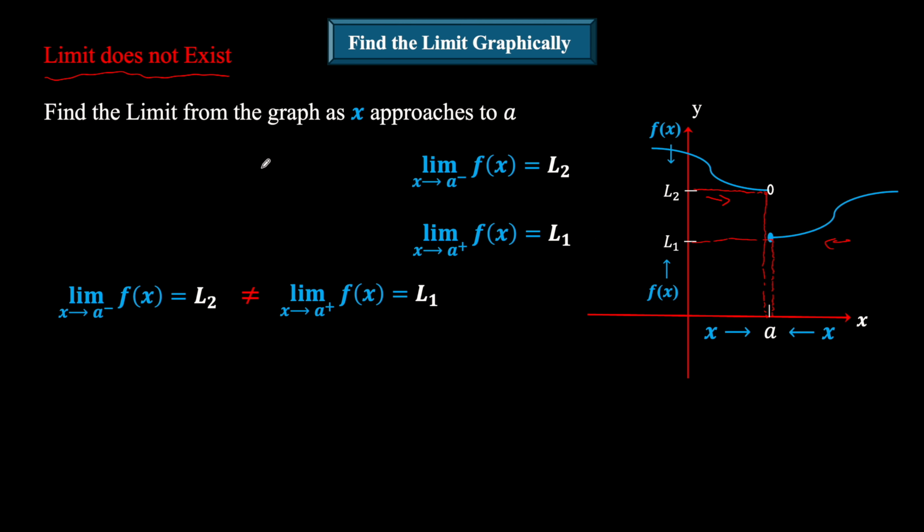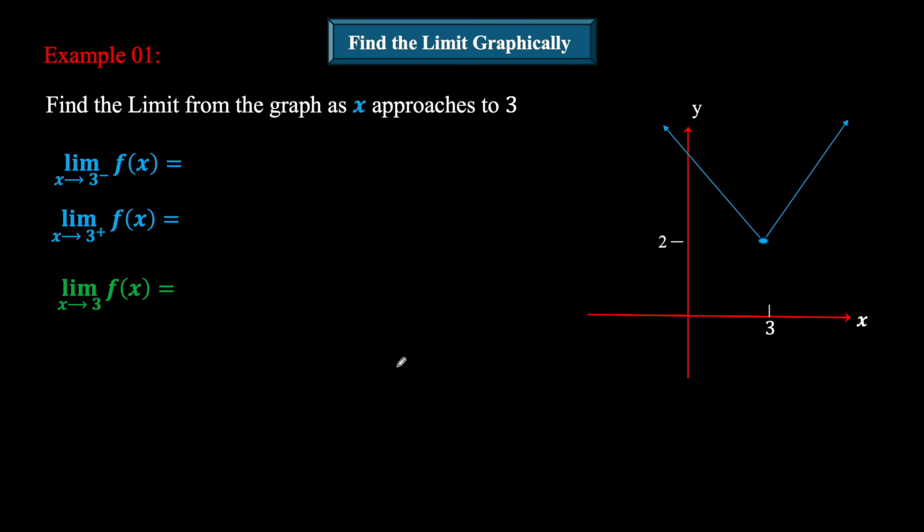Since the limit from the left side is not equal to the limit from the right side, from the left side f of x approaches L2, and from the right side f of x approaches L1, we say that the overall limit does not exist. Okay, let's see the first example. Find the limit from the graph as x approaches 3.